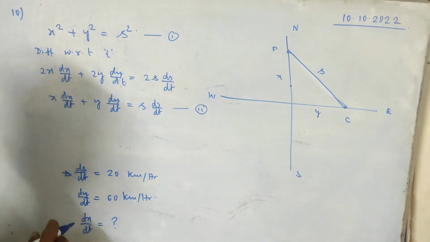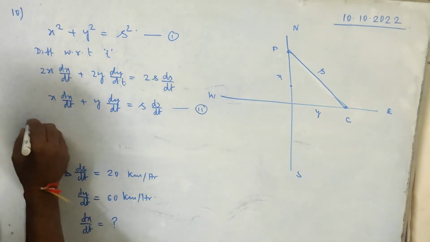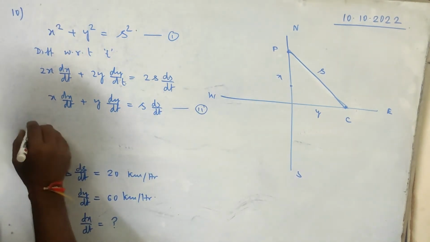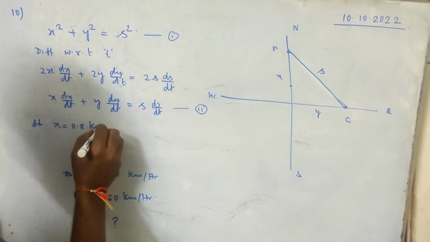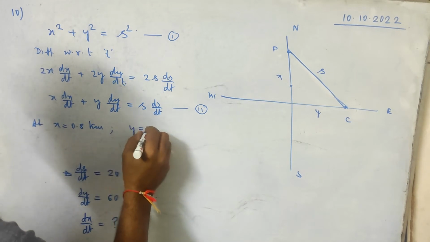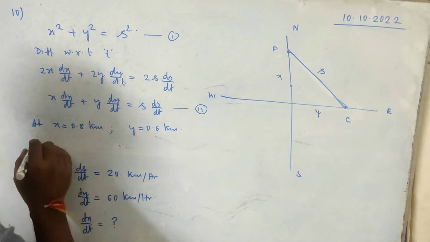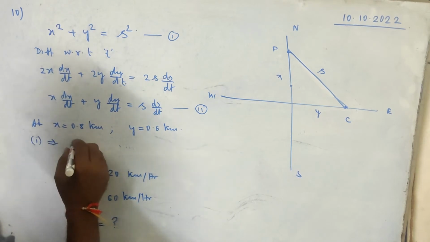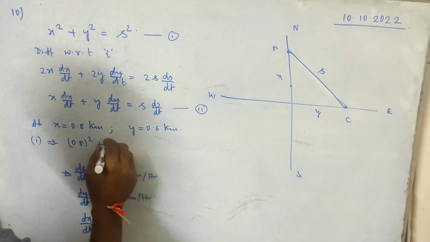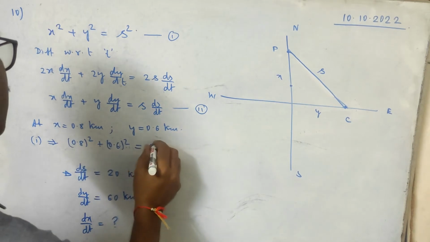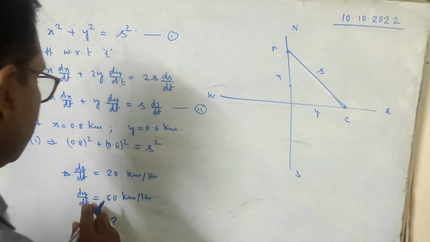They have given the x value, how much? At x is equal to 0.8 kilometer, y is equal to 0.6 kilometer. Equation 1 implies what? 0.8 the whole square plus 0.6 the whole square is equal to s square. So I will get the value of s now. Okay, this too you remember.